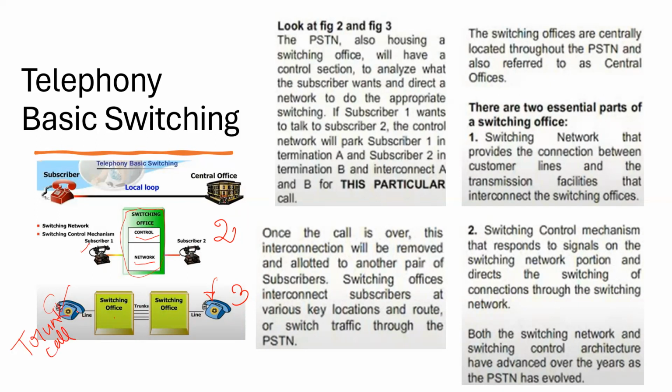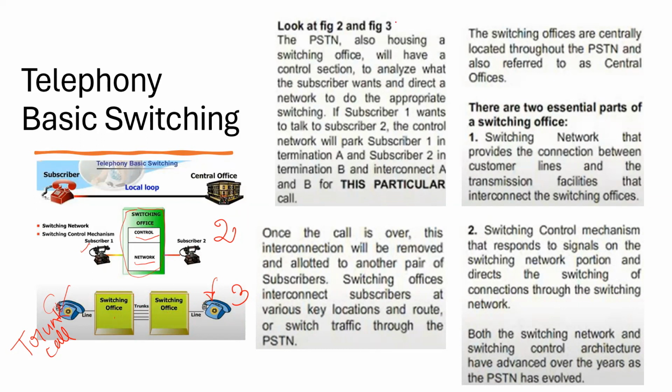So we have to establish a line from this subscriber to the switching office of that city, then from the switching office of that city to the called party's city. The switching offices will be connected. Then from this switching office, the called party will be connected.